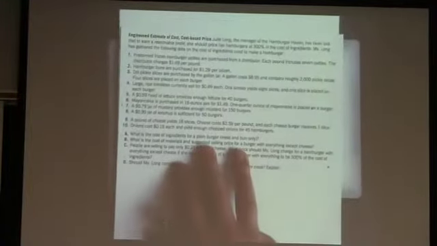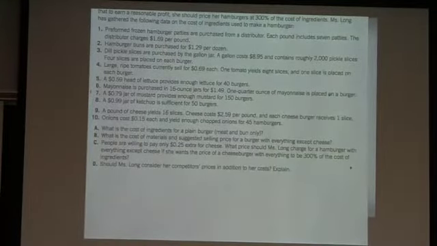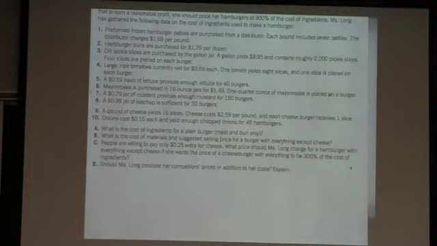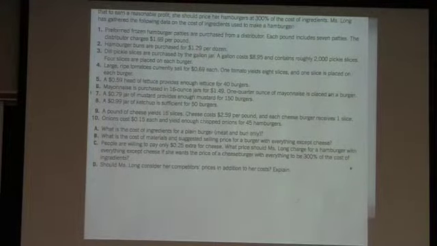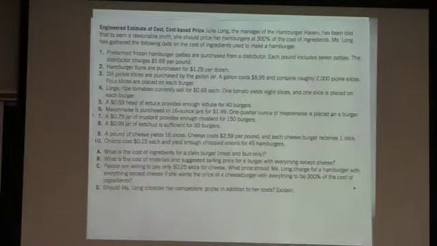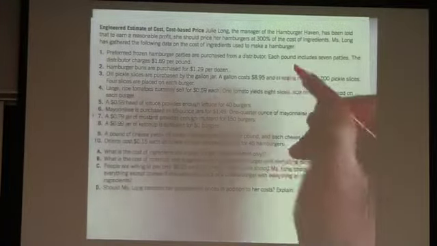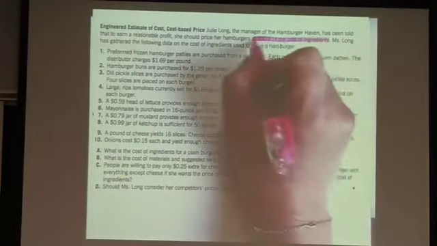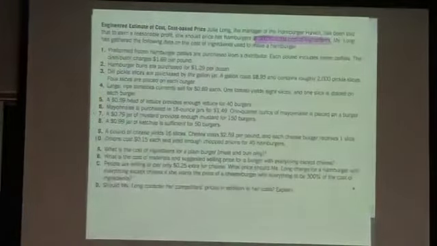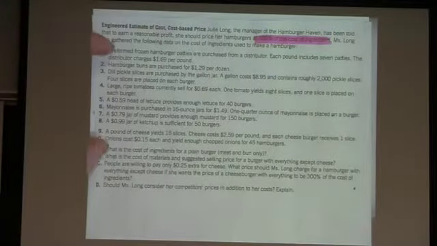So Julie Long is a manager of Hamburger Haven, and Julie has been trying to figure out how to make a reasonable profit on a hamburger. So she's trying to cost out how to price the hamburger, and she wants to achieve 300% of the cost of the ingredients. That's what she wants to price it at. Ms. Long has gathered the following data. So they gave us the data for the hamburger. So they gave us 1 to 10.